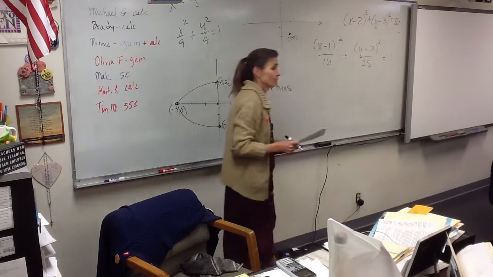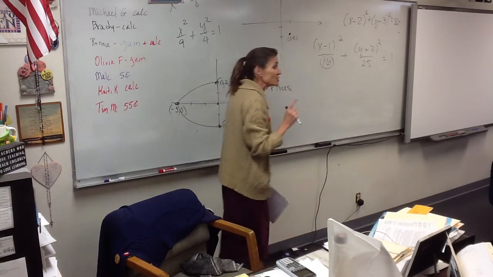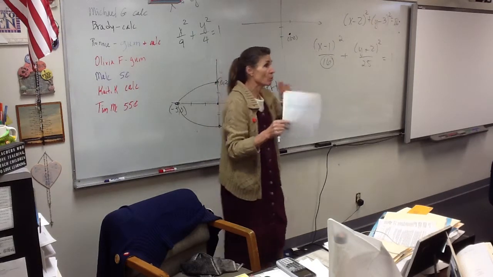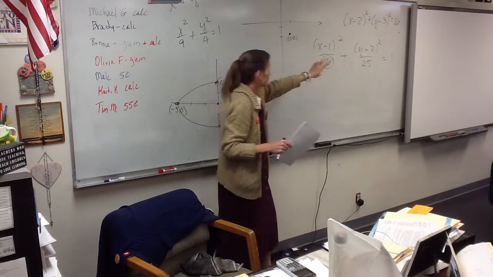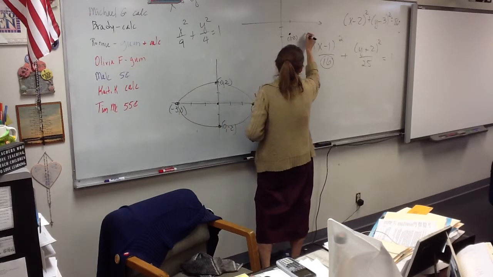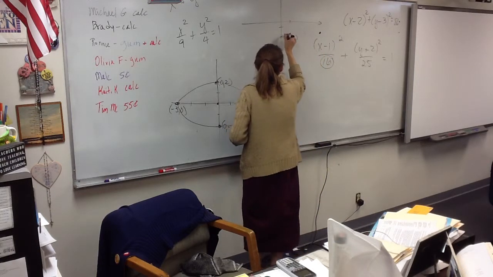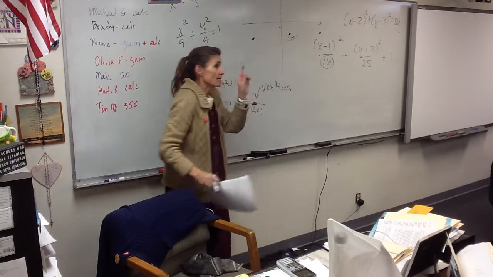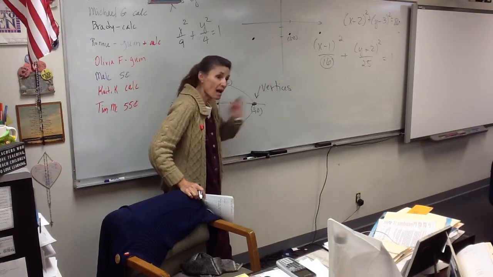1, -2. Now, what does this 16 tell me to do? Not up and down, it's under X. So we're going to go left and right 4, the square root of 16. So I'm going to start here. I'm going to go 1, 2, 3, 4. Now again, if you need graph paper, you bring it and use it. I'm fine with that.